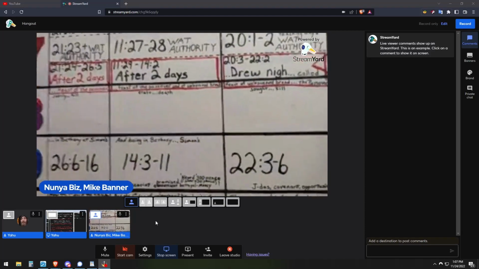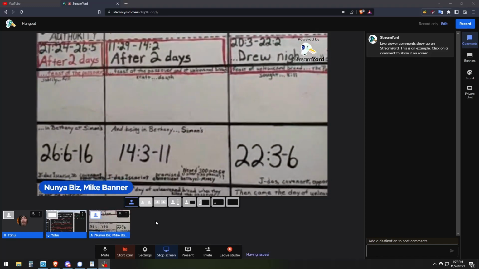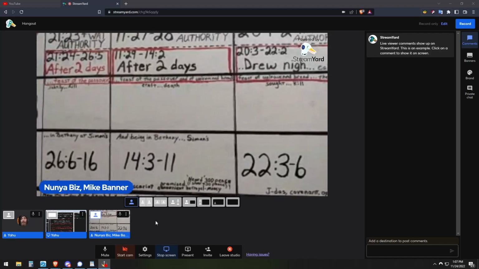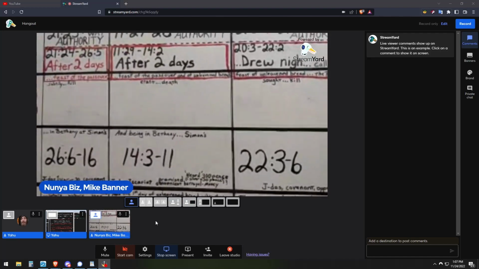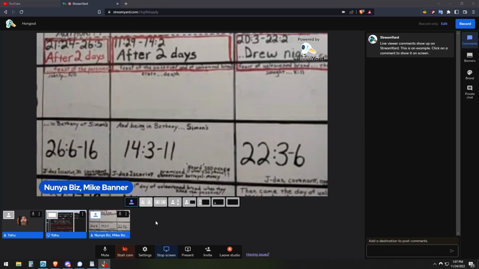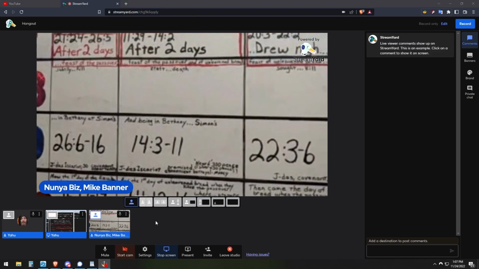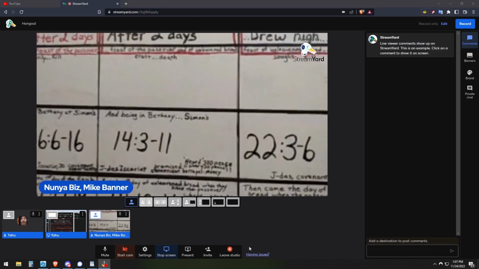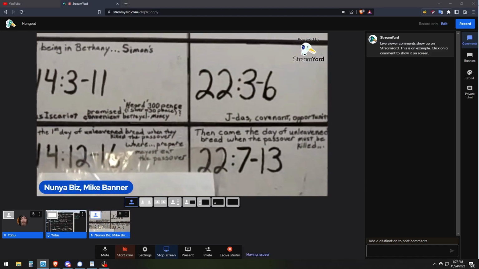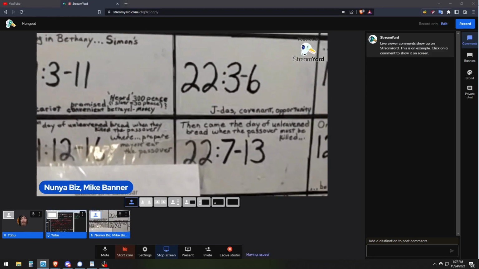Okay, but yeah, 22, 3 through 6, Judas Iscariot, and he went his way and communed with the chief priests and captains, how he might betray him unto them. And they were glad and covenanted to give him money. And he promised and sought opportunity to betray him unto them in the absence of the multitude. So yeah, verse 7 starts out, then came the day of unleavened bread when the Passover must be killed.